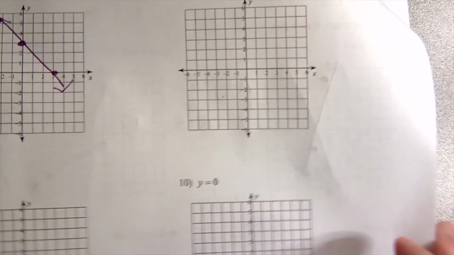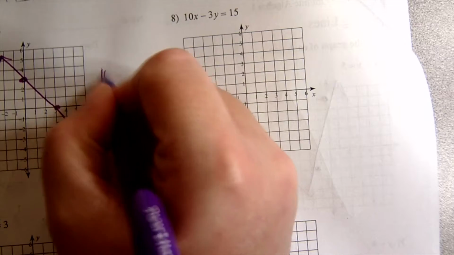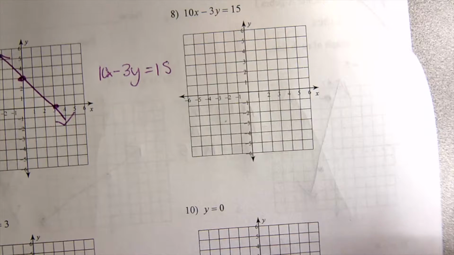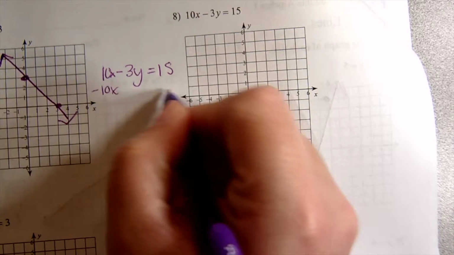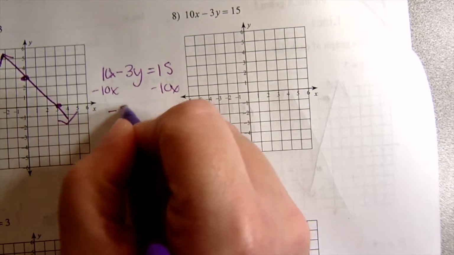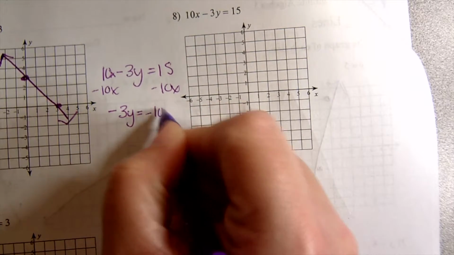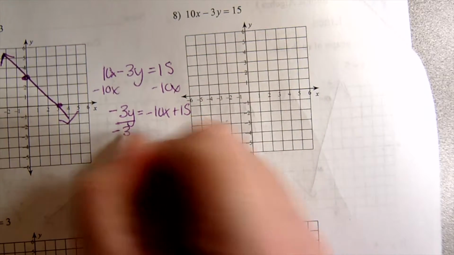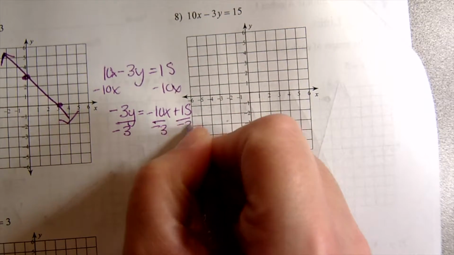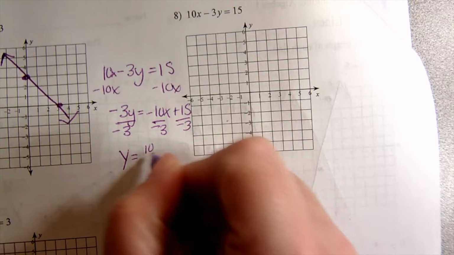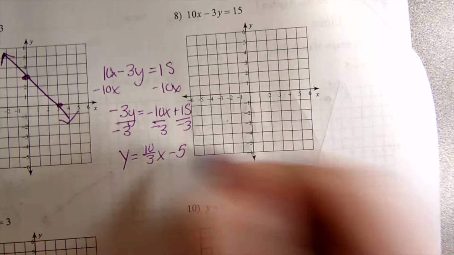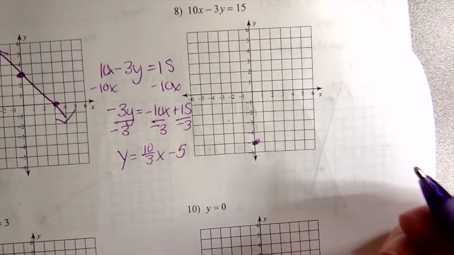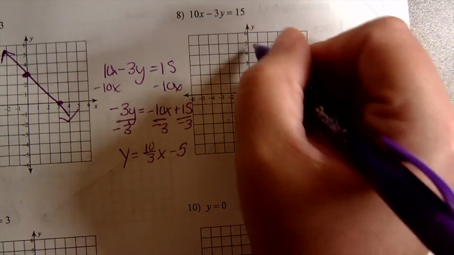Number 8, you had to solve that one algebraically. So we have 10x minus 3y equals 15. What do I do first? Subtract 10x. So you have negative 3y equals negative 10x plus 15. And then what do I do? Divide by negative 3. So y equals positive 10/3 x minus 5. What is the y-intercept? Negative 5. And where do I go from there? Up 10 over 3.